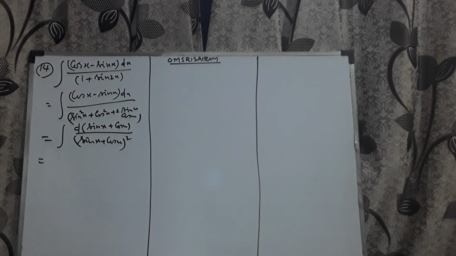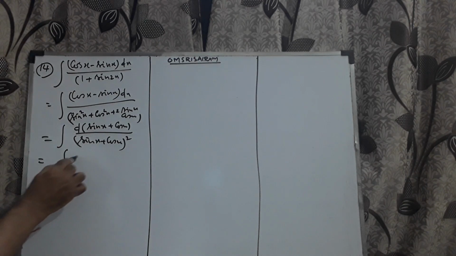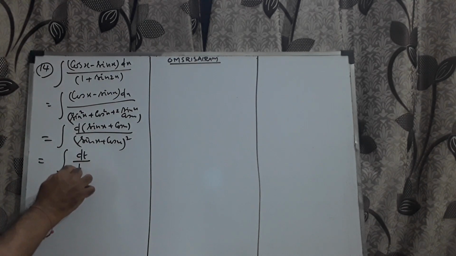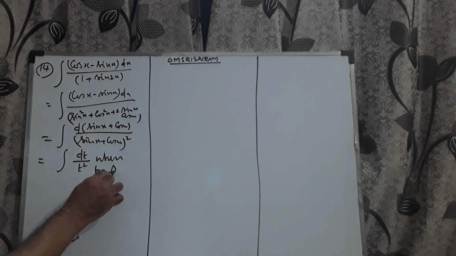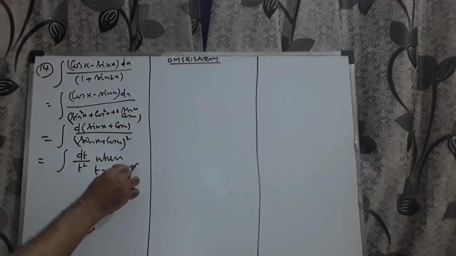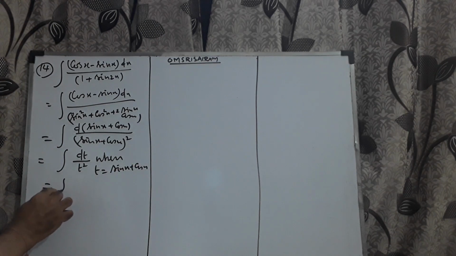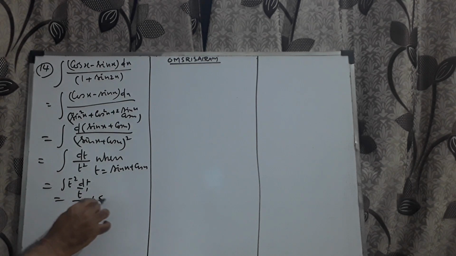Think over the numerator. The derivative of sin x plus cos x is cos x minus sin x. This can be written as dt by t square, where t is sin x plus cos x, which is integral of t power minus 2 dt, which is t power minus 1 by minus 1 plus c, which is minus 1 by (sin x plus cos x) plus c.